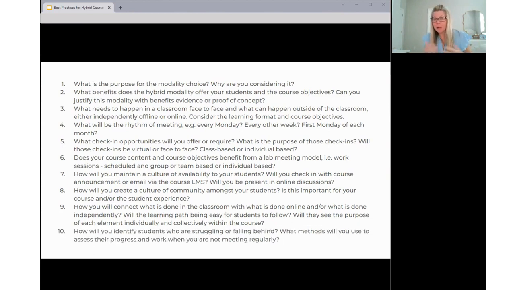And finally, if you're not meeting with students on a regular basis, three times a week or two times a week, how will you identify students who are struggling or falling behind? This will be critical for retention of the students in your class. What methods will you use to assess their progress and work when you're not meeting regularly?